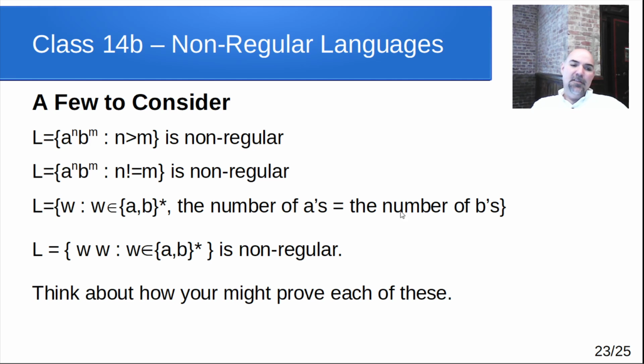And then the last one is WW. So in other words, we have a substring of a's and b's. And following that is the same string of a's and b's. So in other words, AA would be followed by AA. AB would be followed by AB. So in other words, the first half matches the second half. So if you cut the string right down the middle, the beginning and end should match each other. And there would have to be an even number of characters. Can you prove that's non-regular?